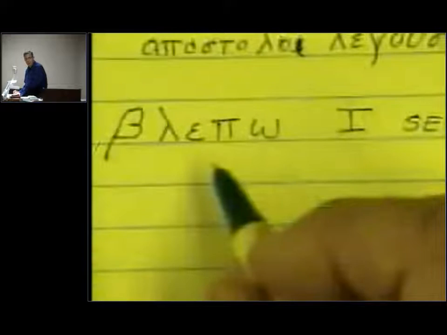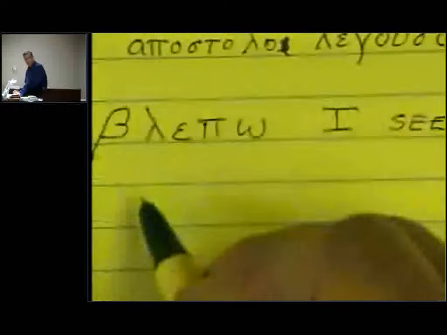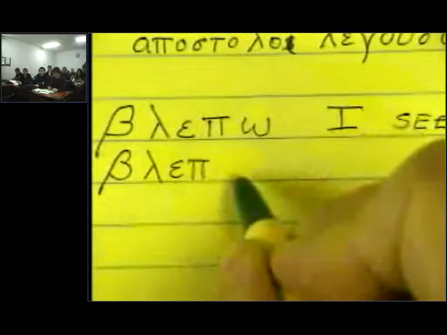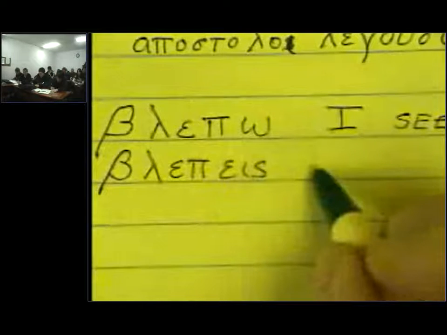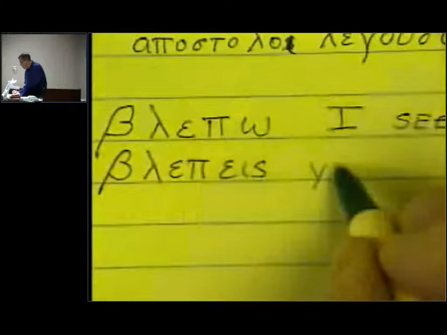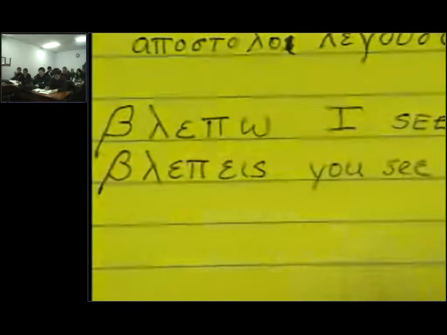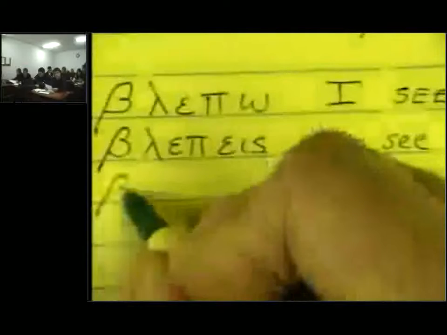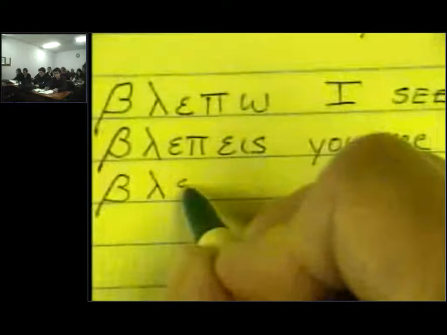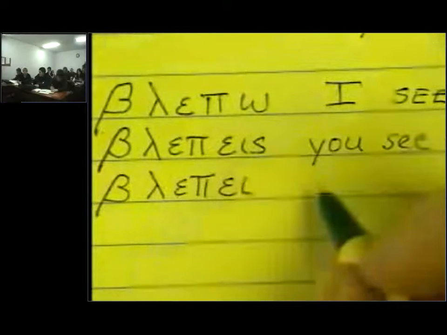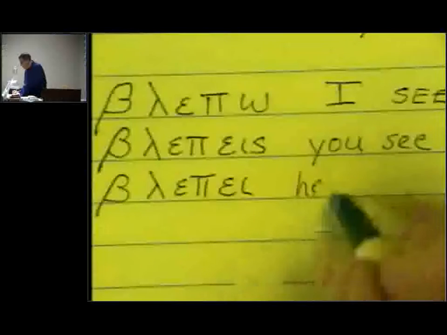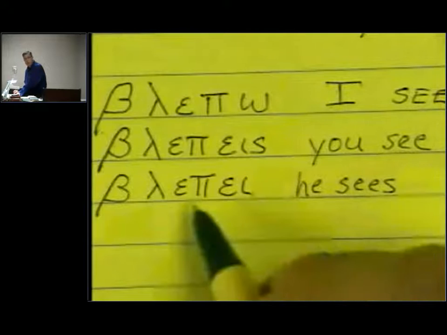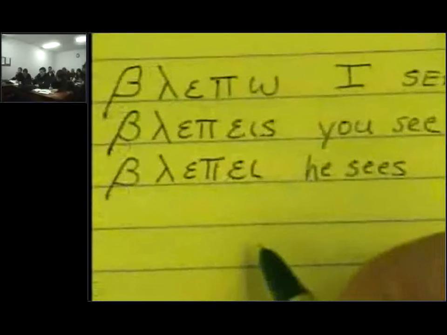Okay, so we have blepo, I see. Then we have blepeis. Everybody repeat, blepeis. You see. That's you singular. Then you have blepei. He sees or she sees. That's third person singular.